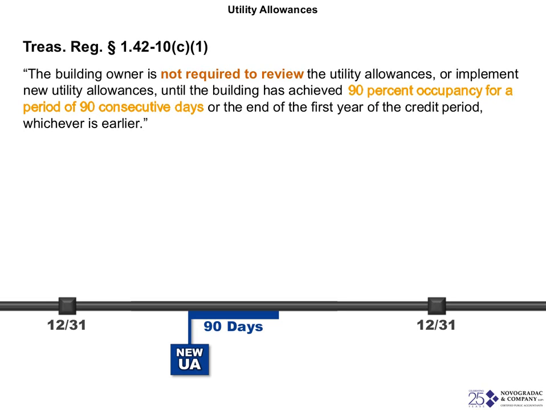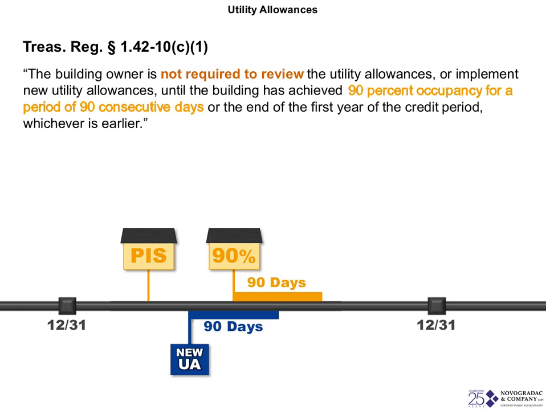So here we're going to show we've got our new UA has come out just maybe a third of the way into the new year. So our deadline to implement the new UA would be 90 days later. But we have a new property whose placed in service date was perhaps a month before that. So as you can see, our 90% occupancy happens right in the middle of that 90-day implementation period for that new utility allowance. Since they didn't reach their 90% occupancy until midway through that implementation period, the new deadline for the implementation of the new utility allowance is going to be at the end of that 90 consecutive day period.